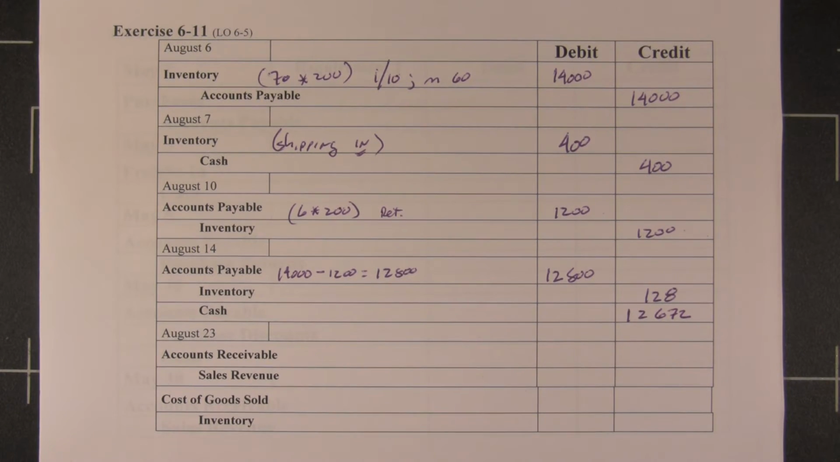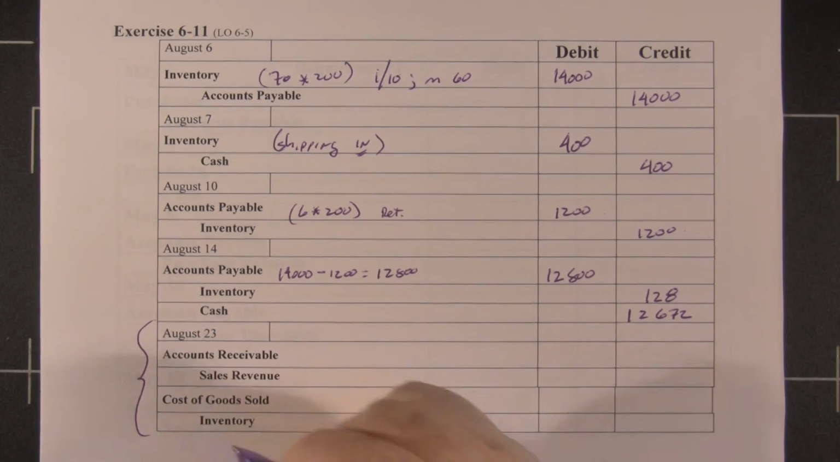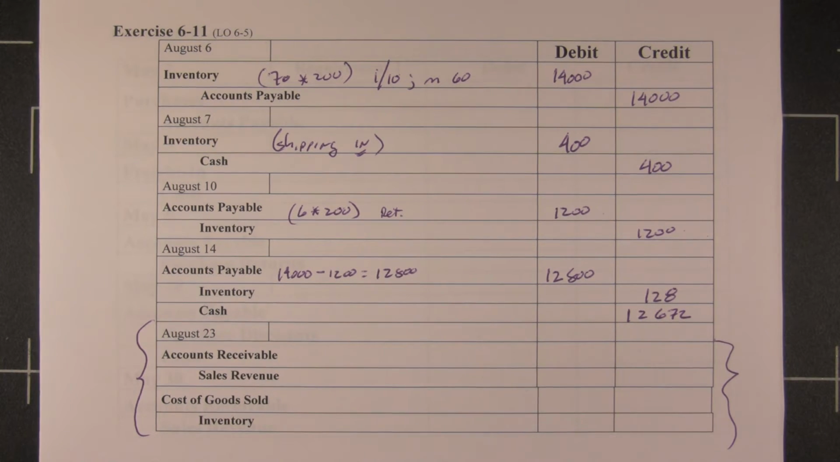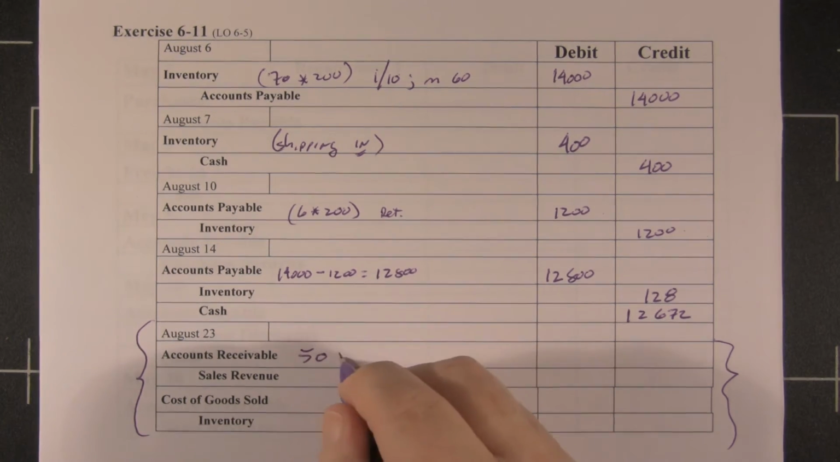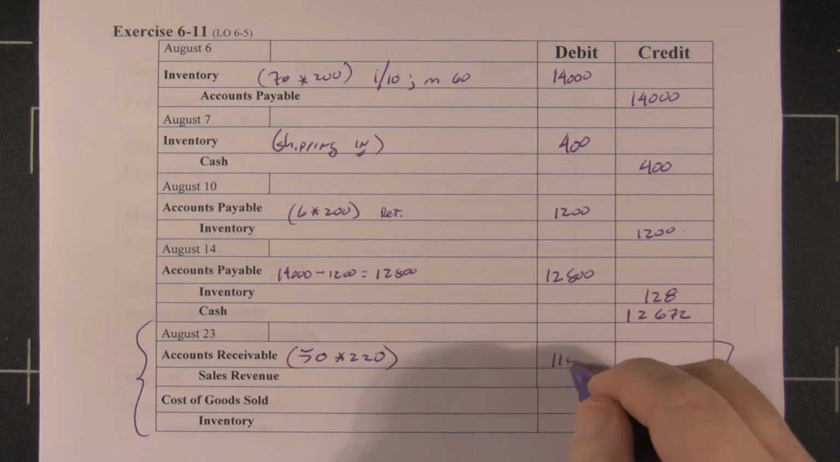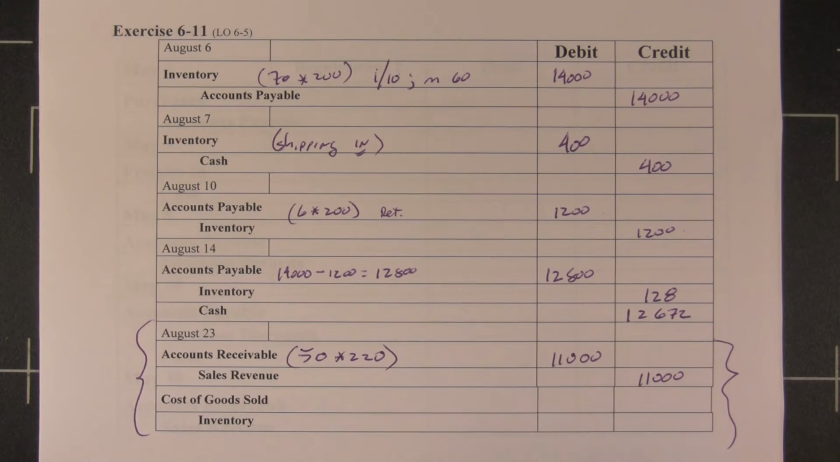Then on the 23rd, we sold some games. And remember, with perpetual inventory, when you have a sale, you always have 2 journal entries, one to record the sale and one to record the reduction of inventory. So they tell us we sold 50 games for $220 each. So it's 50 times $220. So our accounts receivable is $11,000, and our sales revenue was $11,000.